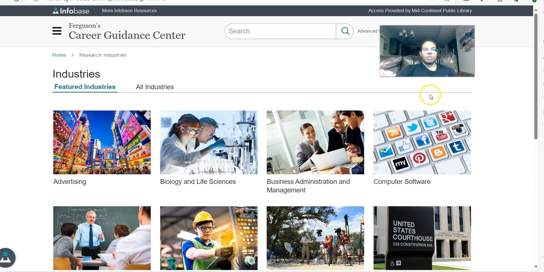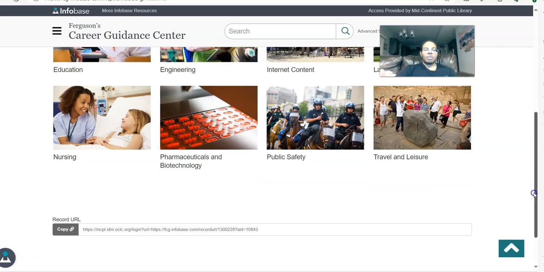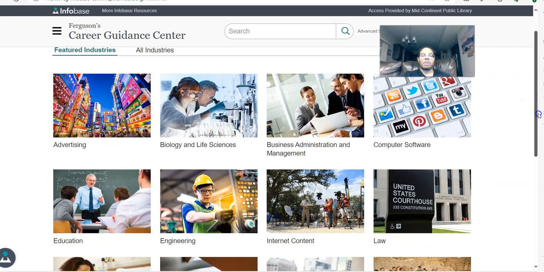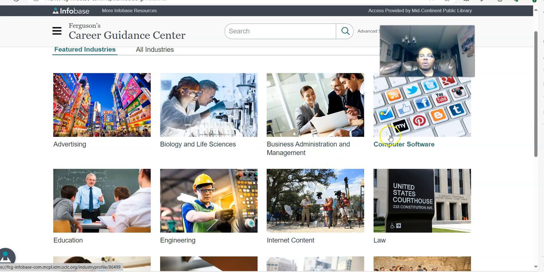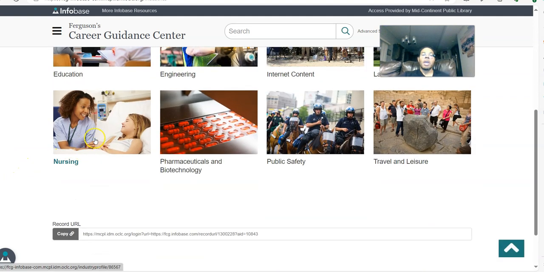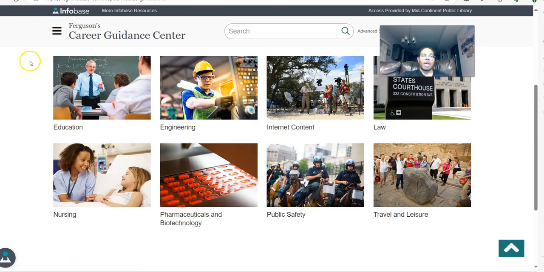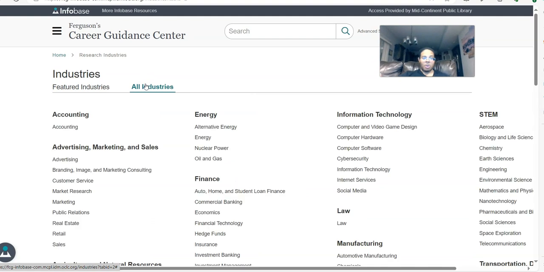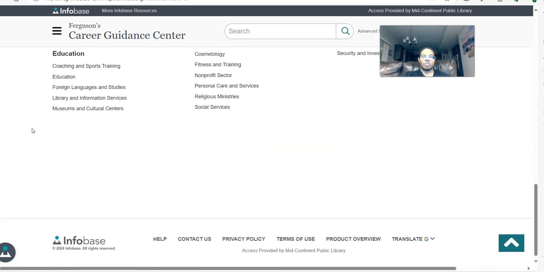So if you select research industries, then you're going to be brought to this page. You have featured industries, which are the industries that you most often see people trying to get into, or that have the most people pursuing help and information. So things like law, computer software, business, education, these are the major things that a lot of people are trying to get into. Nursing programs are the bread and butter of a lot of community colleges and that sort of thing. So you have your featured industries, but you can also go to all industries, because those were certainly not all the industries.